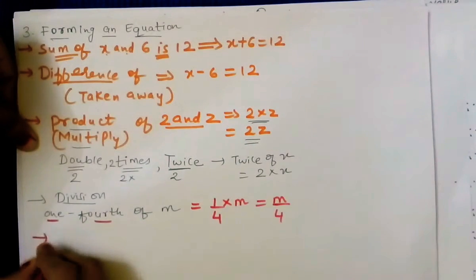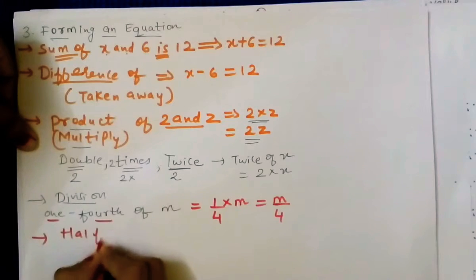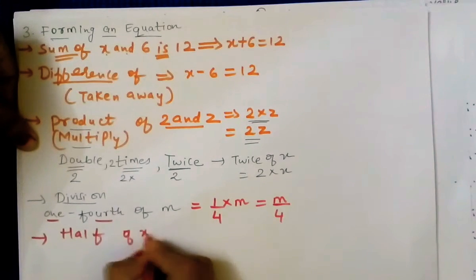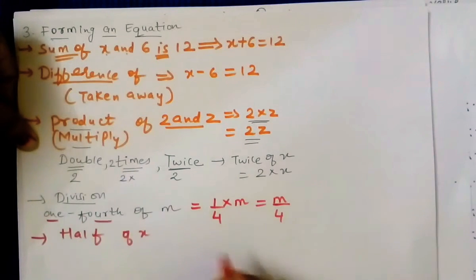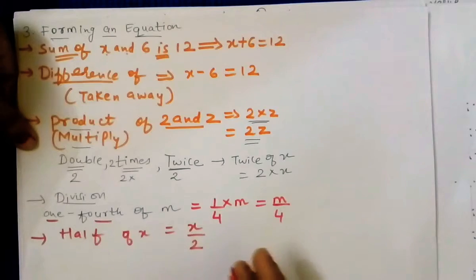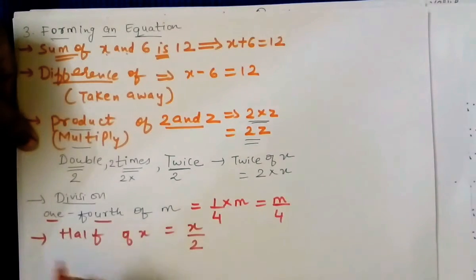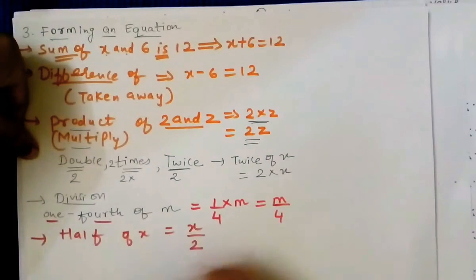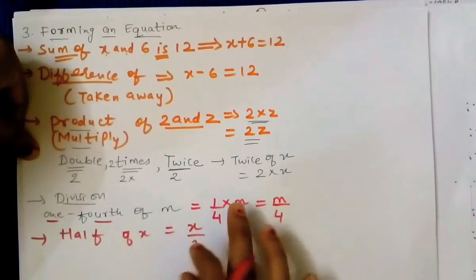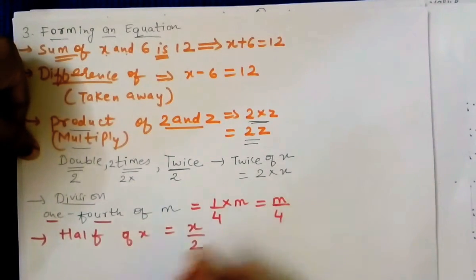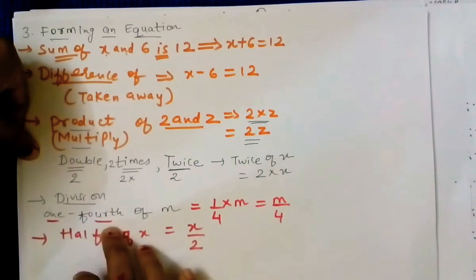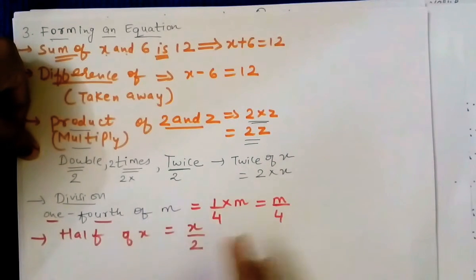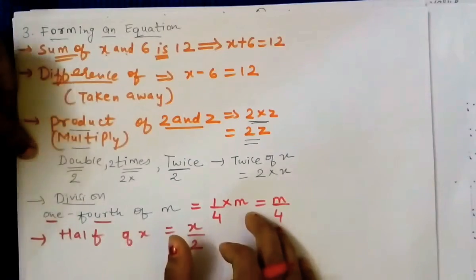Or it is given like half of x. Whenever it is given half of x, how will you write the equation of that? Half of x means x upon 2. Half means divide by 2. So half of x is given, or 1/4 is given, or it can be given as 2/4. So 2/4 of m, suppose. Here we will write 2/4. Or if it is given 1/3 of z, we will write 1 upon 3 of z.